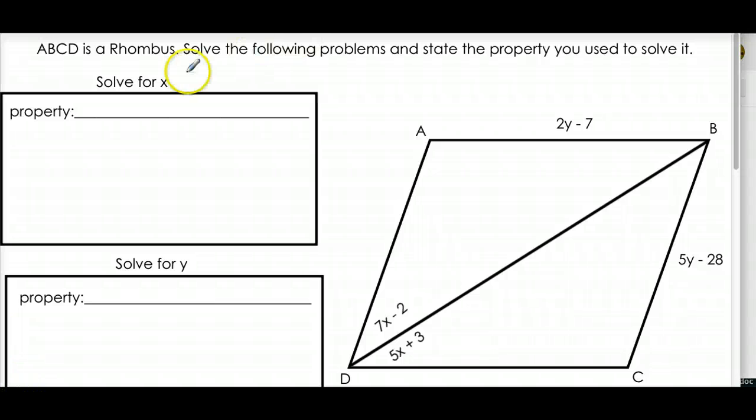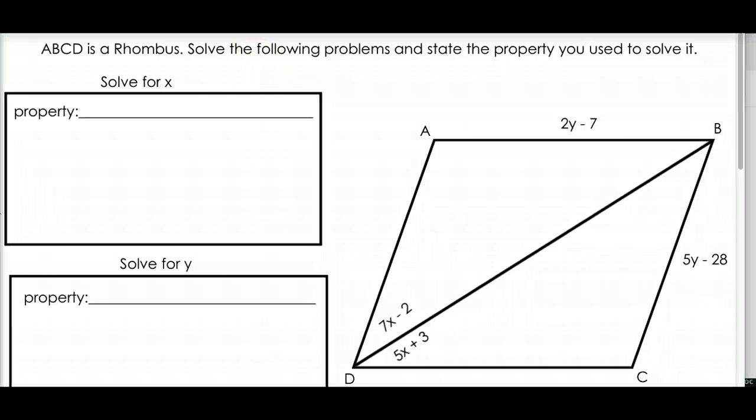Okay, we're going to use the properties now to really start solving some algebraic problems. ABCD is a rhombus. Solve the following problems and state the property used to solve it. So the rhombus tells us a few things. It tells us that all the sides are congruent, and it tells us that the diagonals bisect the angles. So how are we going to solve this? Well, let's take a look here.